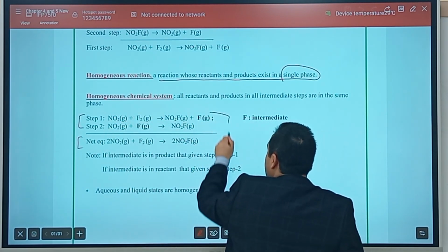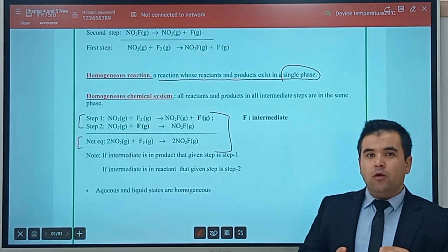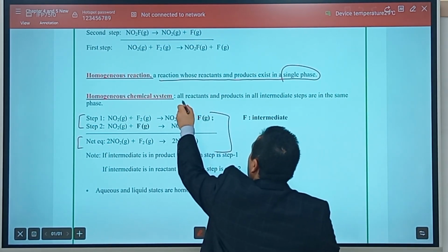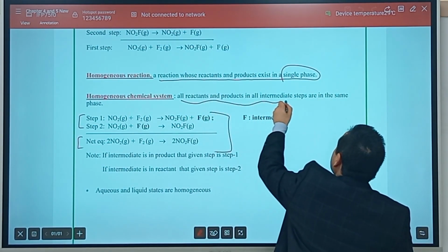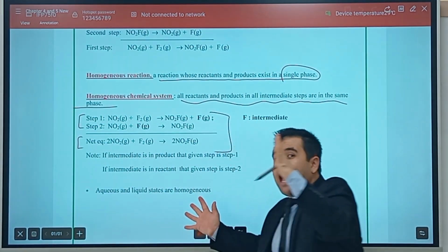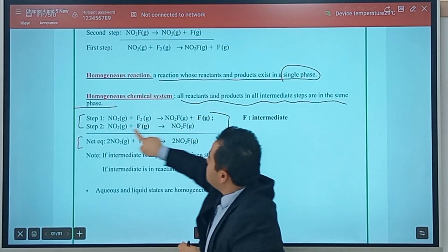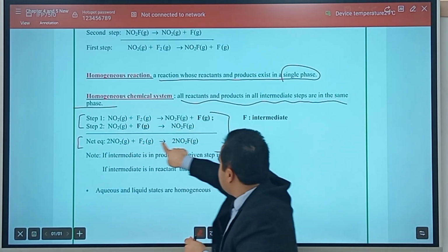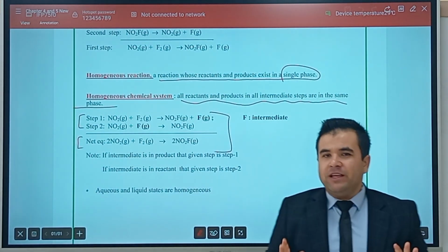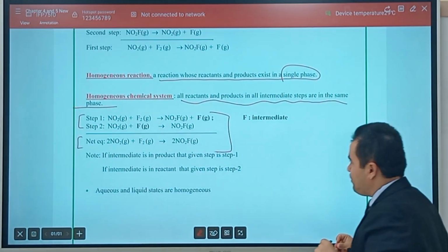But we have got another term which we call a homogeneous chemical system. What's a homogeneous chemical system? In a homogeneous chemical system, all reactants and products in all intermediate steps are in the same phase. In the mechanism, for example, the first step, gas, gas, gas, gas, second, gas, gas, gas, gas, main, gas, gas, gas, gas, all the mechanism has the same phase. That will be a homogeneous chemical system.